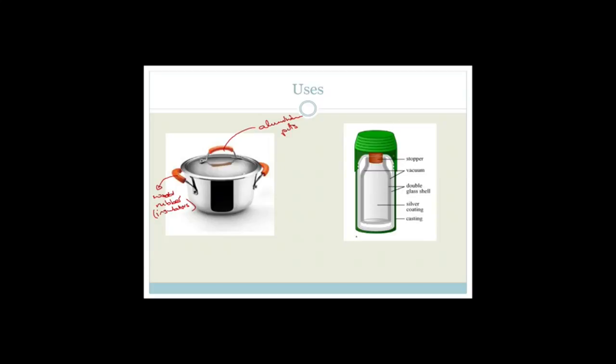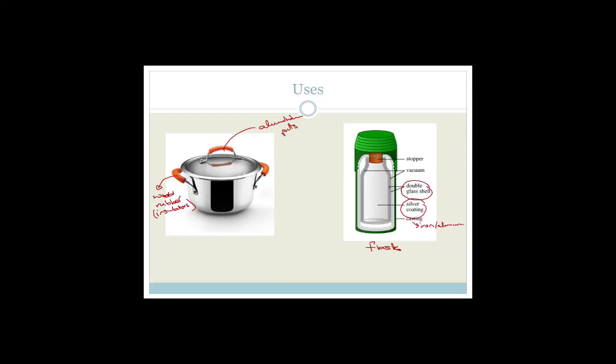Okay, and this here is a flask that we use to keep our hot water hot if we want to transport some hot water to make coffee later, or to take soup to school or something like that. So you can see here that they've actually used an insulation layer of a vacuum and a double glass shell. There is a rubber stopper. There is glass, but they've used double glass. They've also silver coated it, okay? And then they've used a casting which is made from iron, usually iron or aluminium. Used to be iron, but that's very heavy.